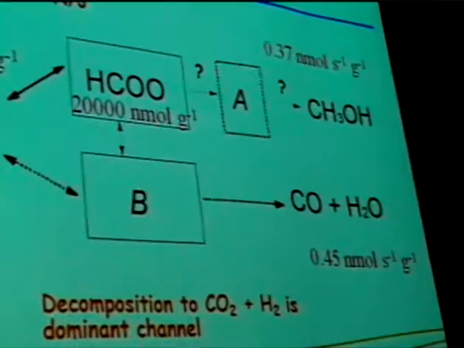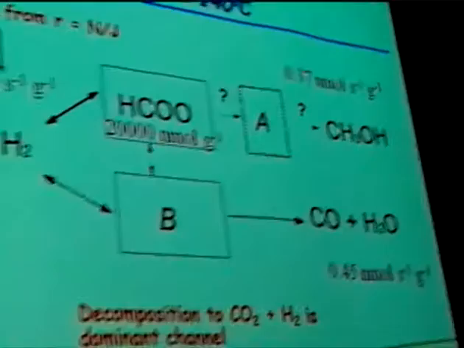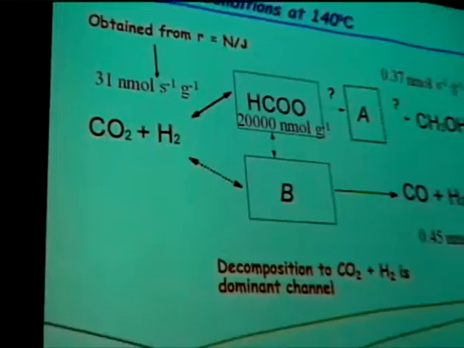And here, at those conditions, are the sort of exchange rates that we're talking about. You see that there's a lot of formate, and the exchange rates, both forward and back, are quite slow, so that the change-over time is in the thousands of seconds range under these conditions. But as you see, the major exchange mechanism that we think goes on is the dissociation back to CO2 and hydrogen. The question is, can we see these parasitic channels in these experiments?